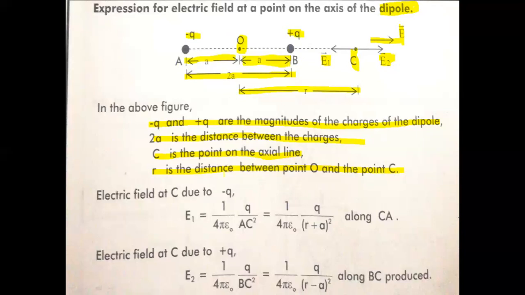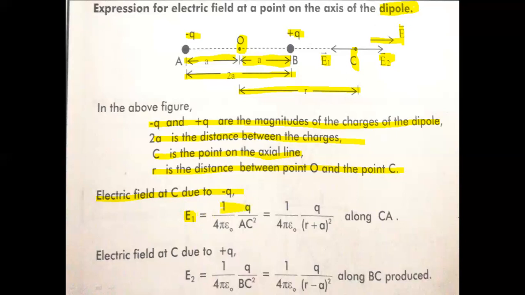Now I have told you that we are going to find the electric field at the reference point C. I have only considered that point C. So let us calculate the electric field at C first due to the charge minus Q. We are going to calculate the electric field due to both the charges. First we are finding the electric field at C due to the charge minus Q. Since I am finding the electric field of charge minus Q, that is why I am denoting it as E1.